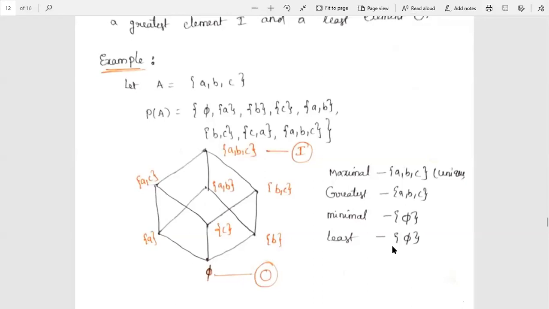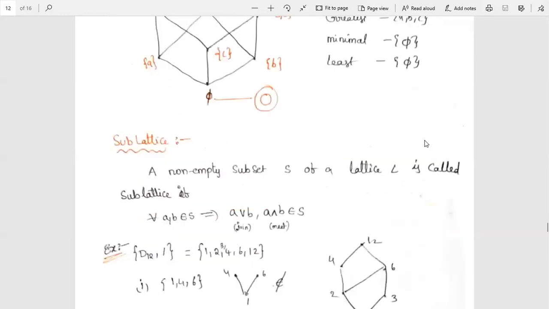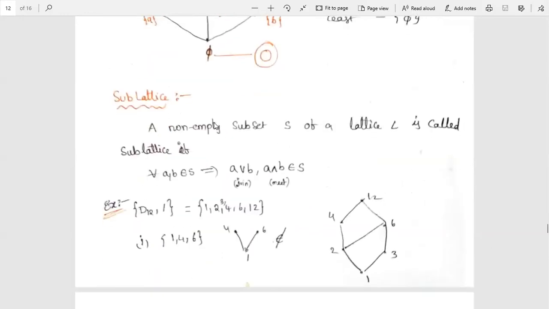We consider another example. Another definition, that is sublattice. A non-empty subset S of a lattice L is called a sublattice. So S is a subset of the given lattice L, and we say that S is a sublattice of L if it satisfies the condition that for all a, b, where a, b are elements in S, a join b and a meet b belong to S.